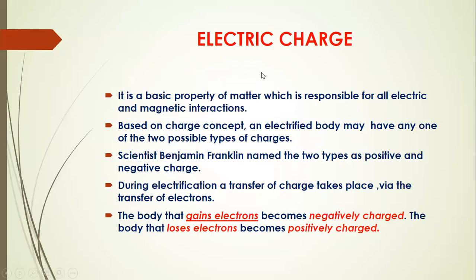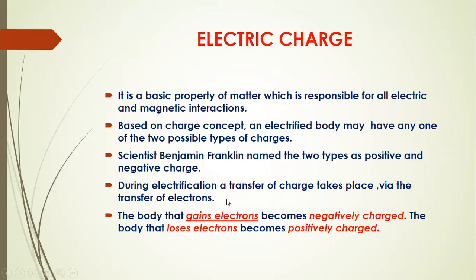So we can conclude that electric charge is a basic property of matter which is responsible for all electric and magnetic interactions. Then based on the charge concept, an electrified body may have any one of two possible types of charges. Scientist Benjamin Franklin named the two types as positive and negative charge. During electrification, that means when we acquire charges, that is the meaning of electrification, a transfer of charge takes place via the transfer of electrons.